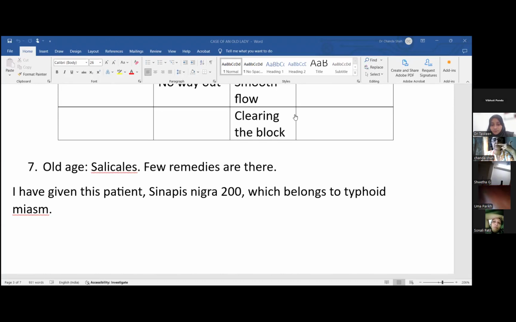Yes, Causticum is also benevolent, but this is not a mineral case. So that's why I've given Sinapis nigra. Rosaceae will be like the womb stage of the next remedy. And she's giving a clear-cut sensation of obstruction in three different places: rectum, throat, and esophagus. So that's why we choose the cruciferous family, where we know the sensation. Sensation is obstruction.